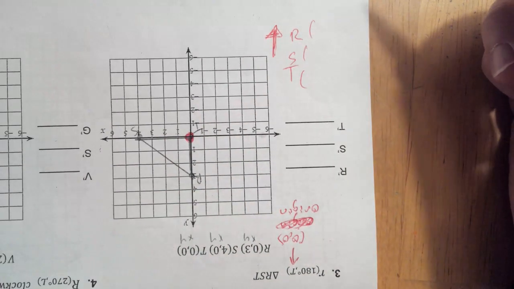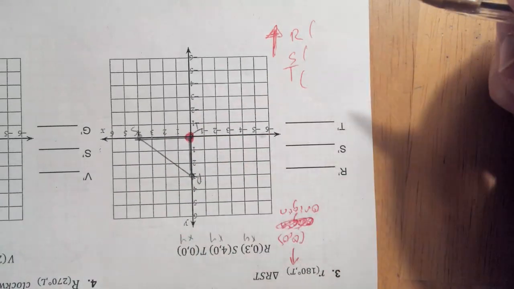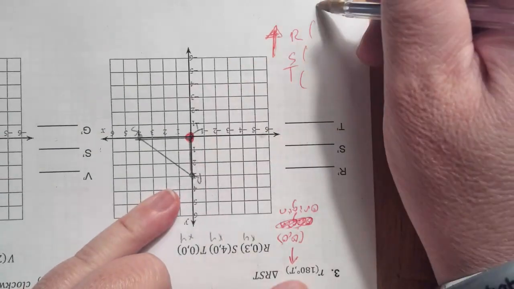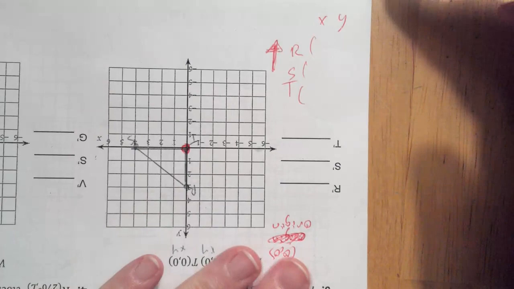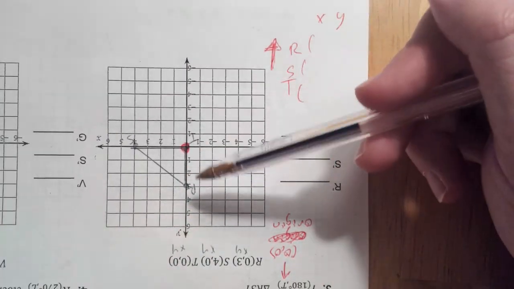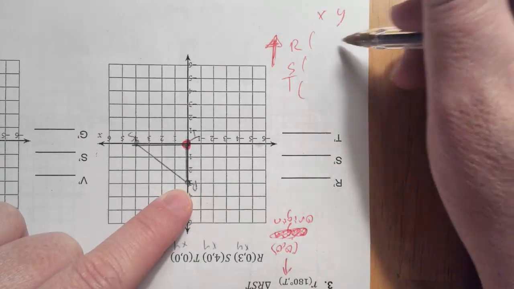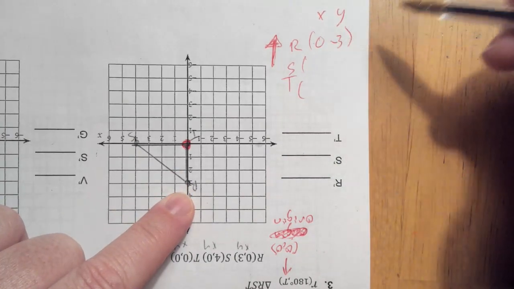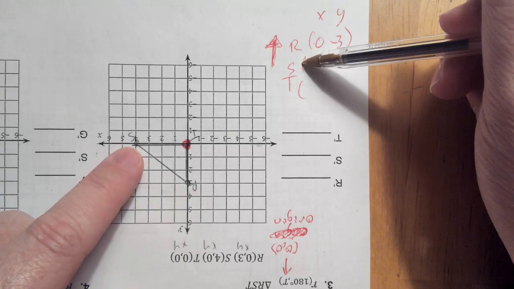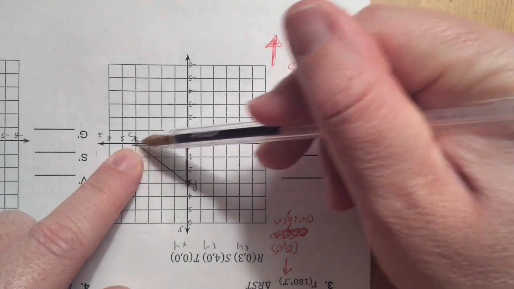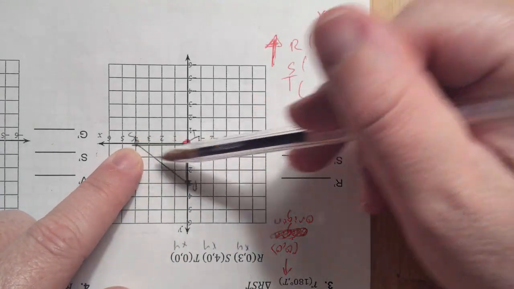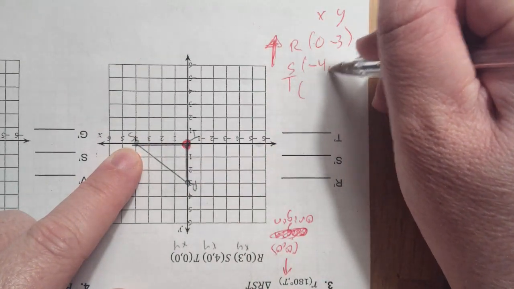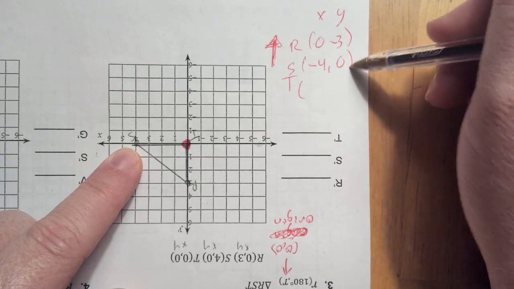Now the question is, is it 0, -3, or is it -3, 0? Well, I'm going to write xy here. So this is on the y-axis. To me, it's on the y-axis. So the number's going to go with the y. So -3 and then 0 here. So it's 0, -3. Okay, S. Okay, that it's a -4. Now it's on the x-axis. So that would be -4, 0. The numbers with the x because it's on the x-axis.